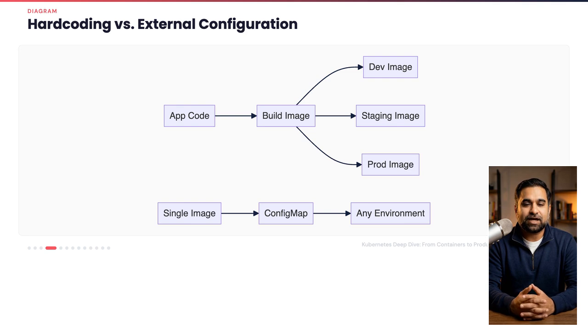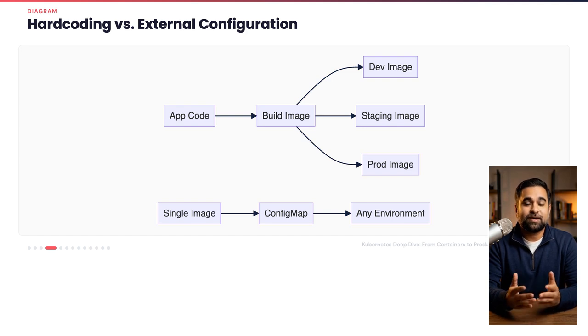Think of it as a dictionary or a map that your application can read from. Config maps are perfect for things like database host names, port numbers, feature flags, application settings, and external service URLs, anything that varies between environments but isn't secret.